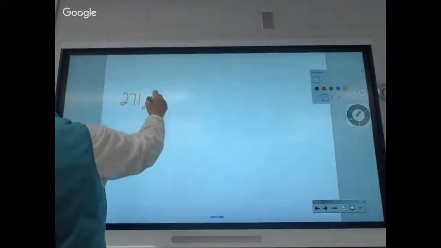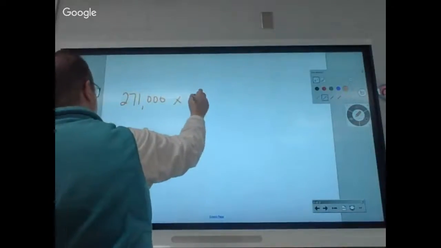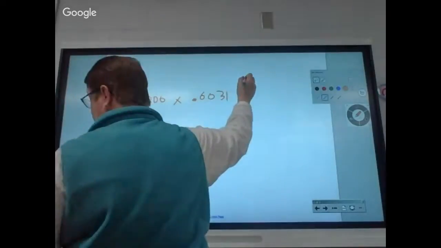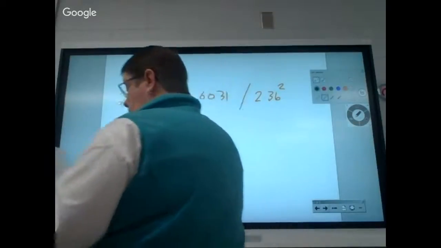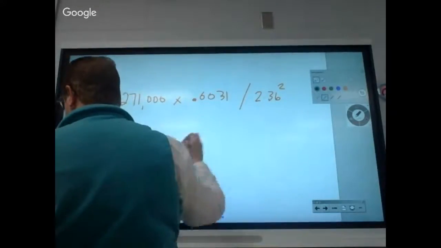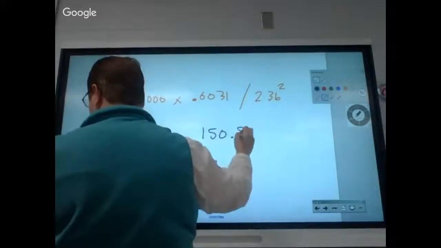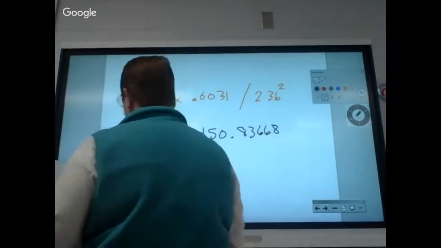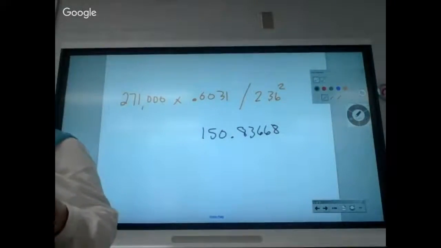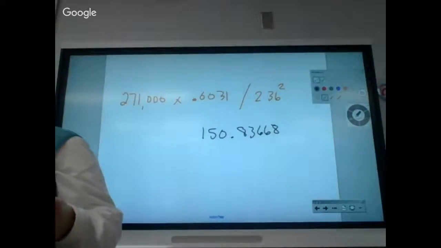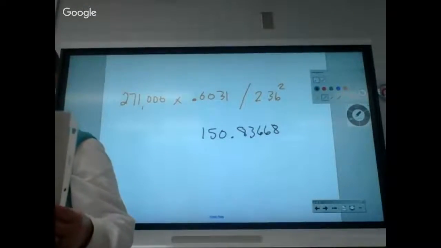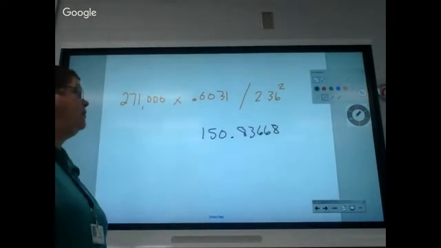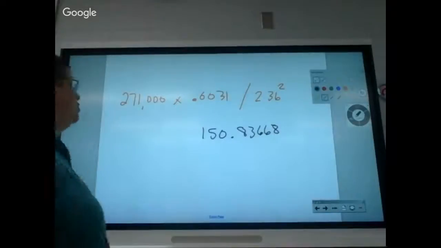All right, 17. 271,000 times decimal 0031 divided by 2.36 squared. Now, did you get an answer of 150.83668 or something in that ballpark when you punched it in? Yes. Did you get that? Because if you didn't get that, we can't even talk significant digits. Yes? Okay. So, given that you're multiplying and dividing, you're looking at your significant digits.